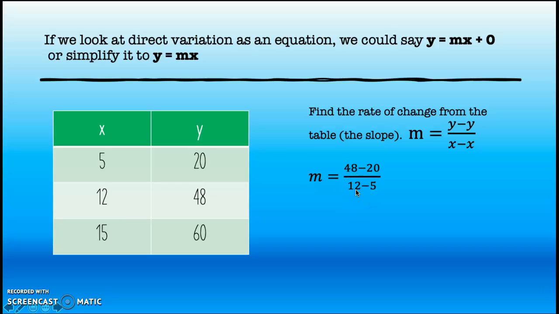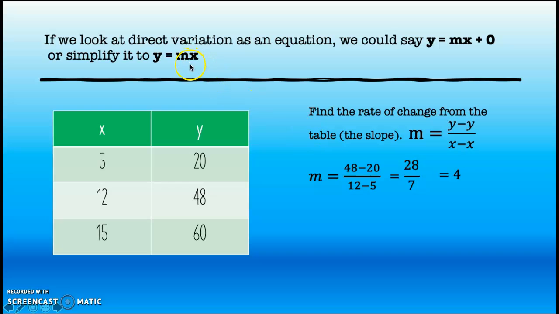And what x value went with the 20? 5. So they match up on top, and we have y's on top, x's on bottom. Okay, so now I just solved this. 48 minus 20 gives me 28, and 12 minus 5 gives me 7. So whenever I solve this, 28 over 7, or whenever I simplify it, that ends up giving me 4. And so my slope, or my rate of change for this table, m, equals 4.